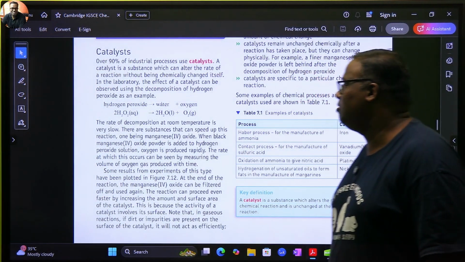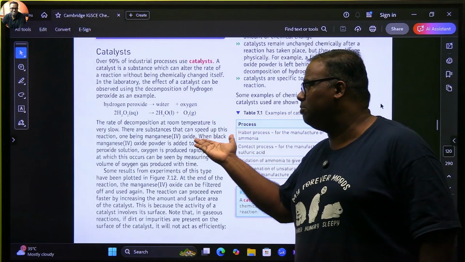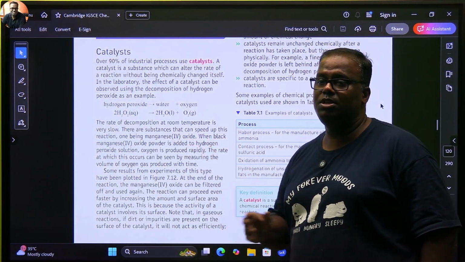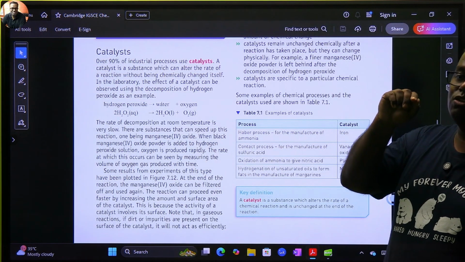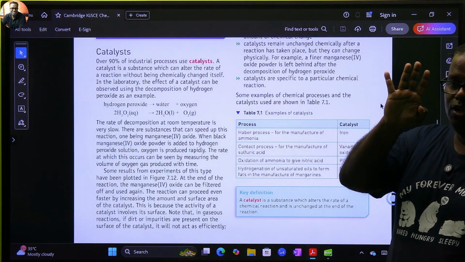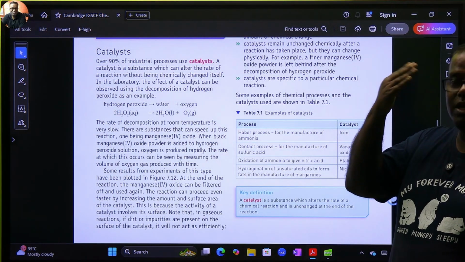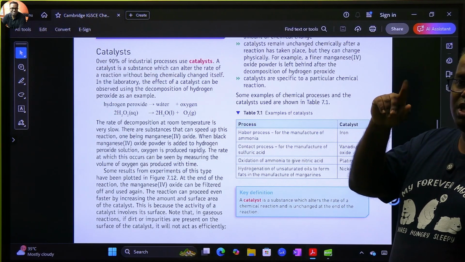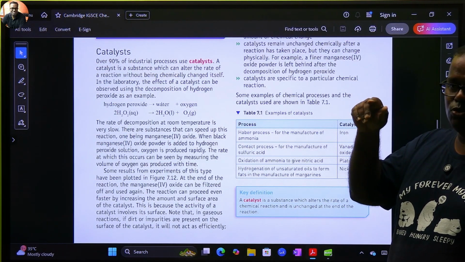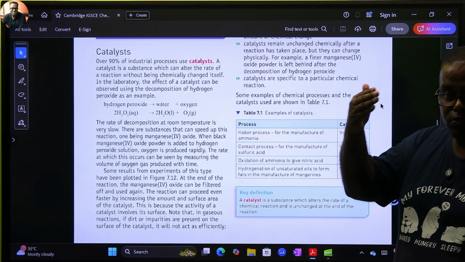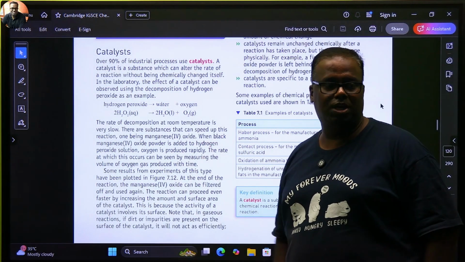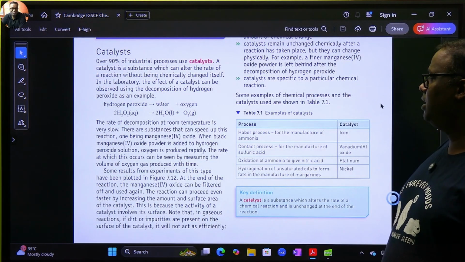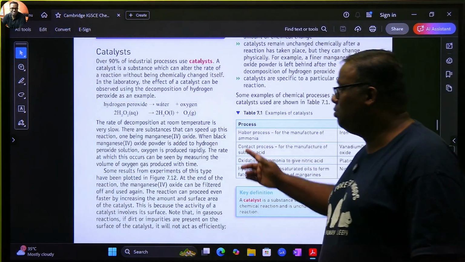So there are substances which can speed up this reaction, one being manganese 4 oxide. 4 oxide means here the oxidation state of manganese is +4. Oxygen is -2. So what should be the formula? It should be MnO2. MnO2 means oxygen becomes -4, manganese is +4, so it becomes neutral. Have you understood? Manganese 4 oxide. When black manganese 4 oxide powder is added to hydrogen peroxide.